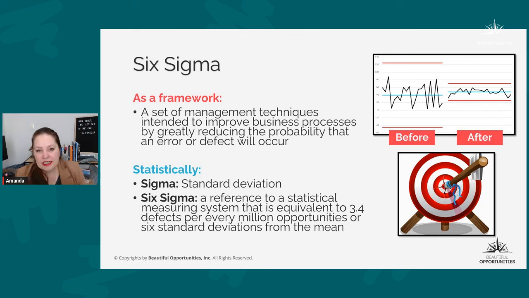And so, statistically, Sigma, we're talking about standard deviation. So, this is really a measure of quality when we're talking about Six Sigma. Now, Six Sigma itself is a reference to that statistical measure, and it's the equivalent of having 3.4 defects per million opportunities. So if you ran your process a million times, only 3.4 of those would be defects.